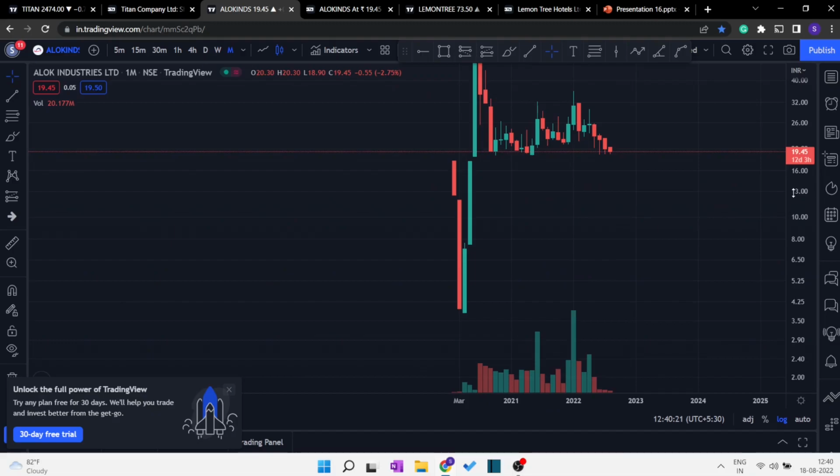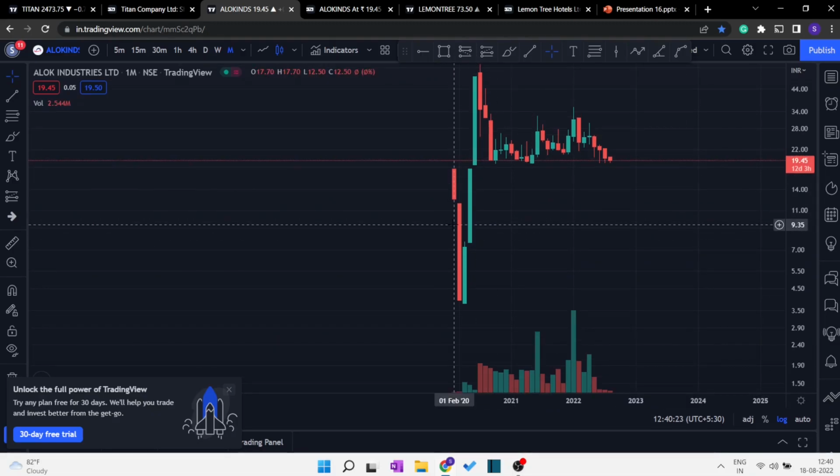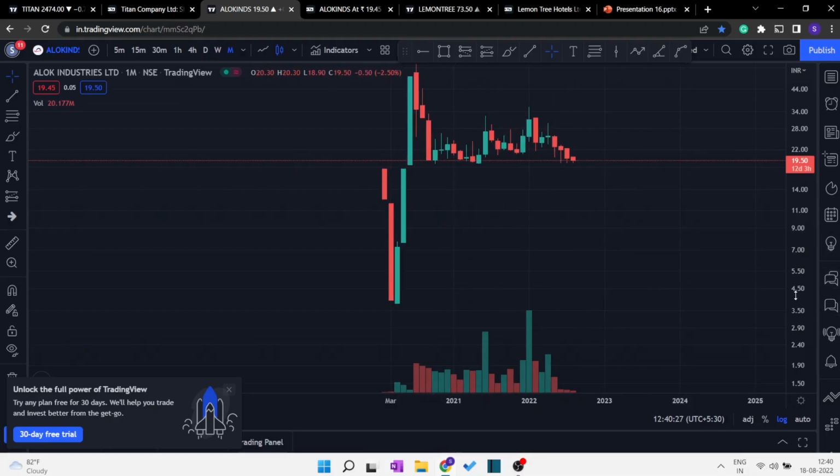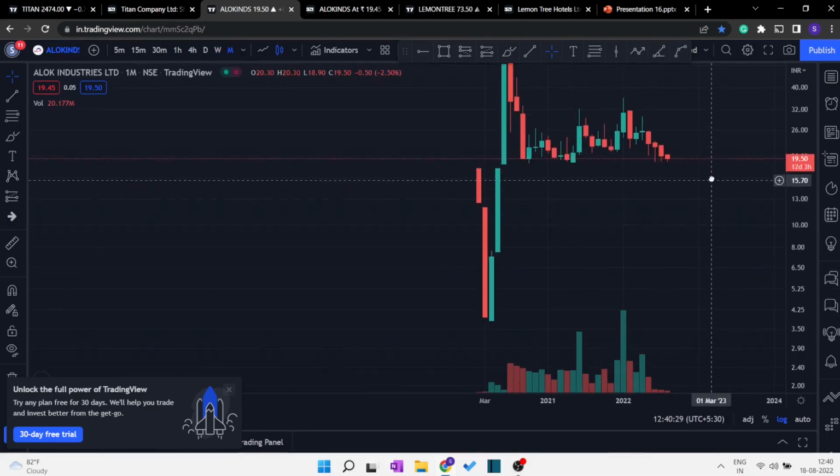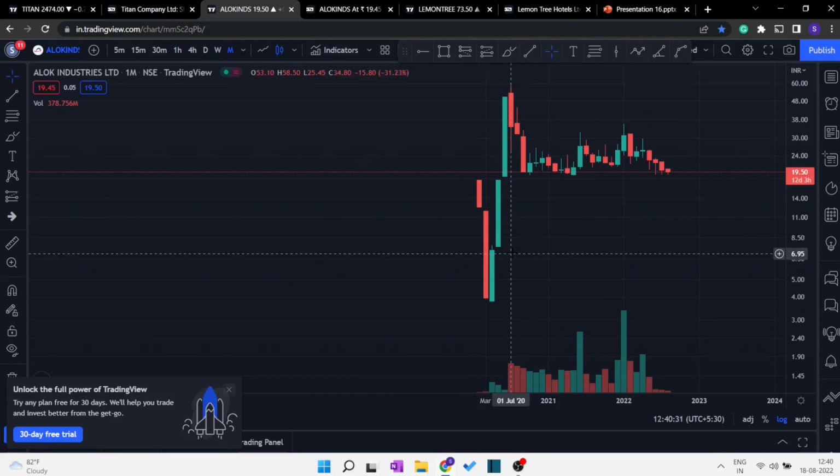So you can see the stock opened at, we are on monthly chart, so the stock opened at 17.7 rupees. It is today trading at 19.5 rupees, and some people pumped it till 58.5 rupees, which was not at all worth it. So it came back to its real value.